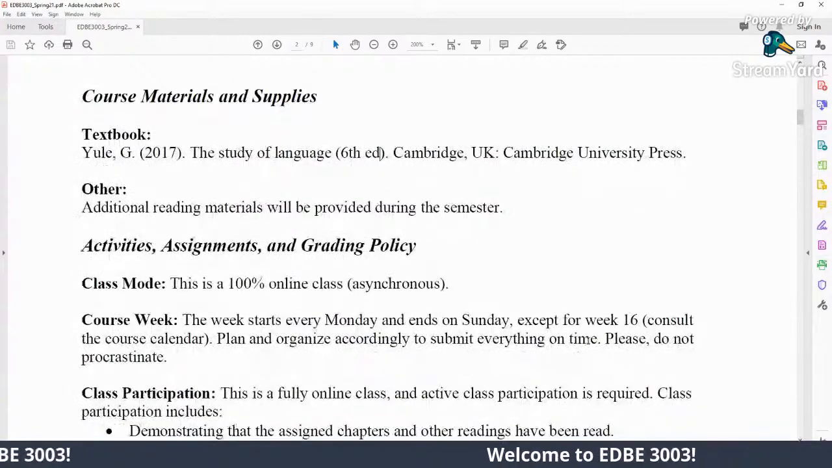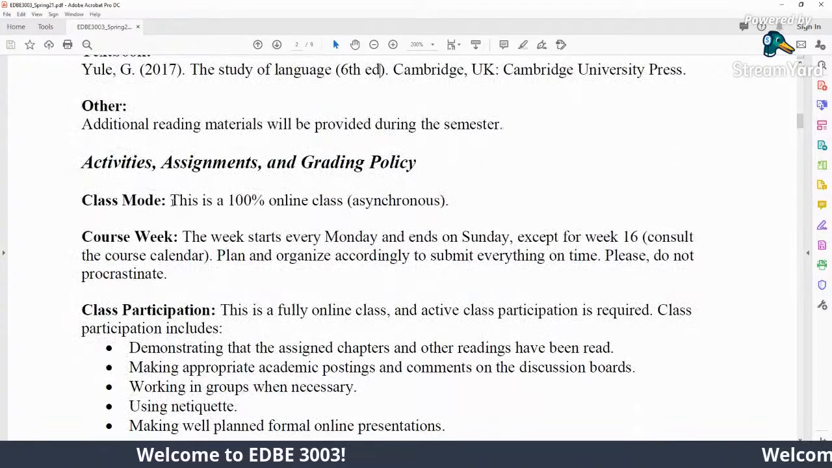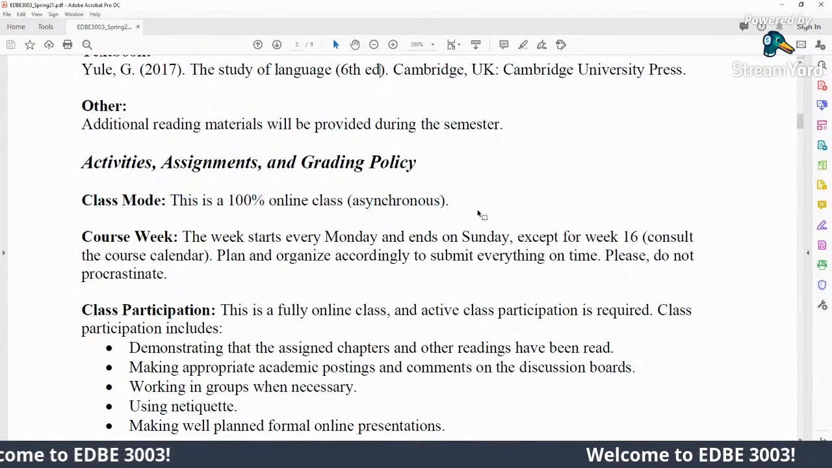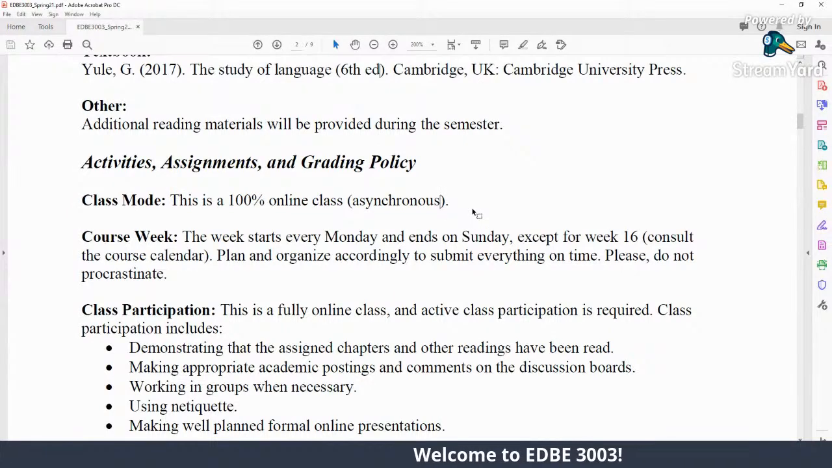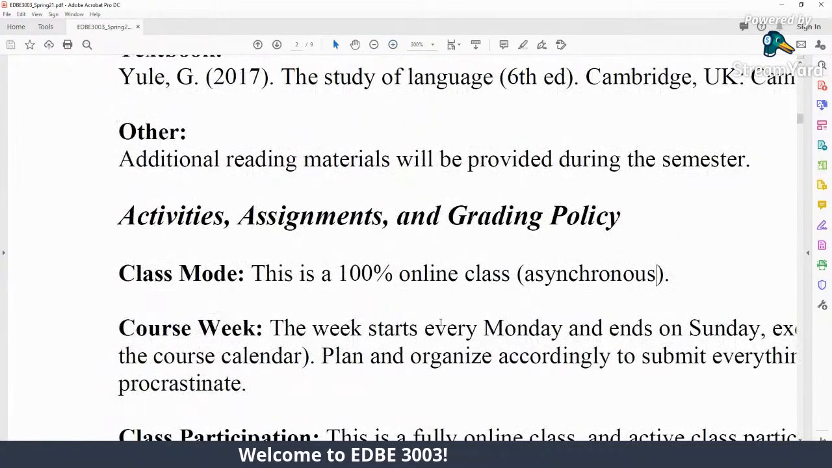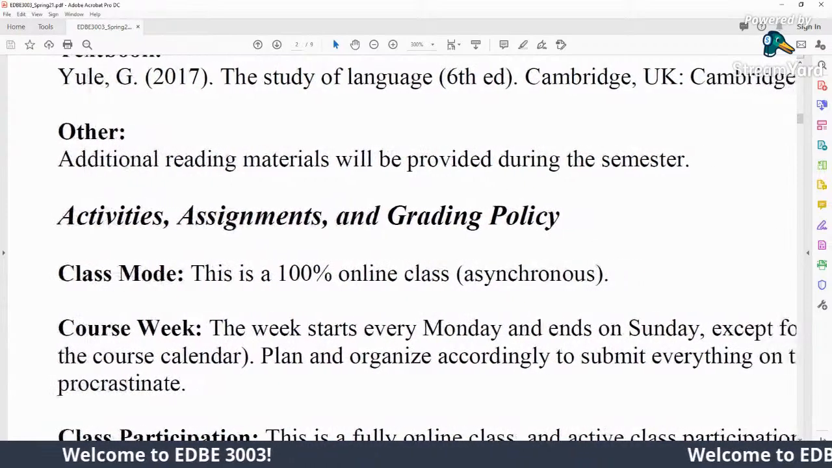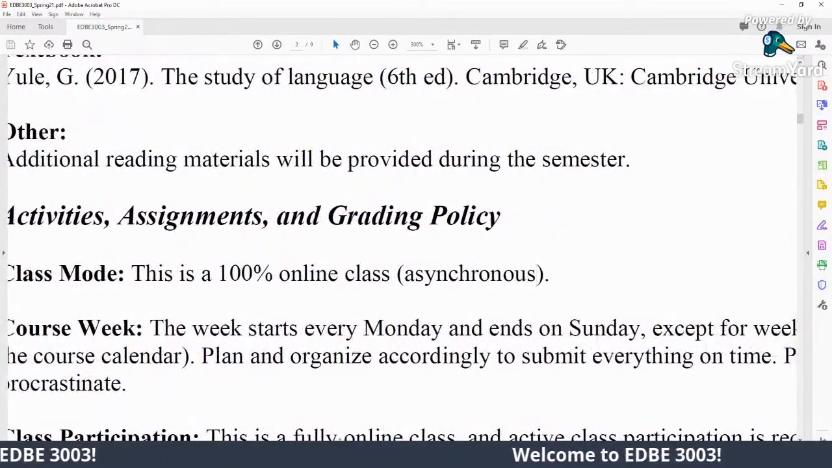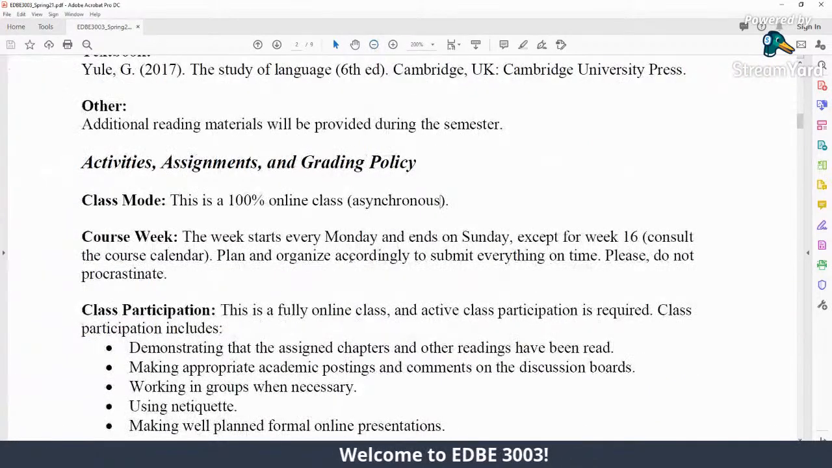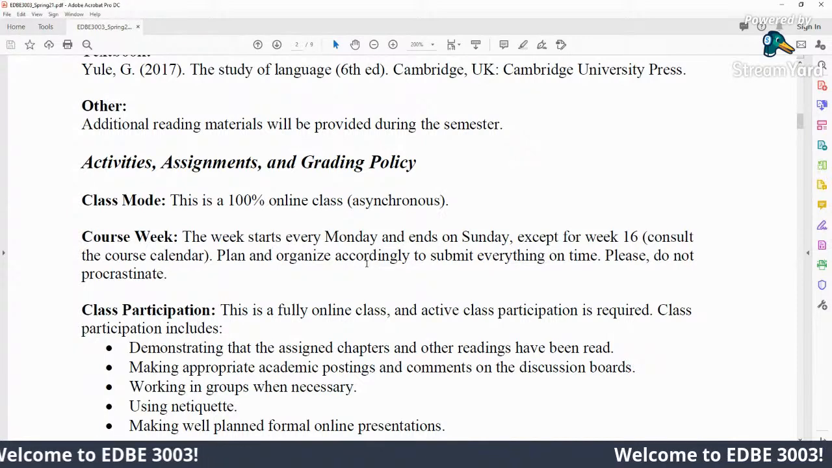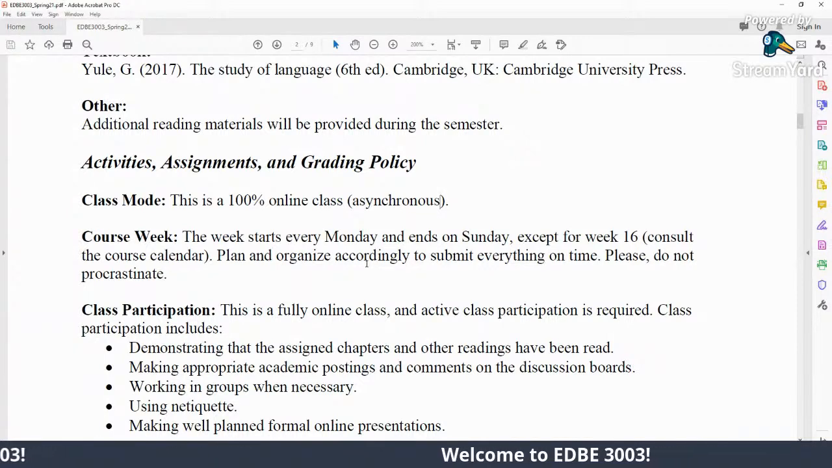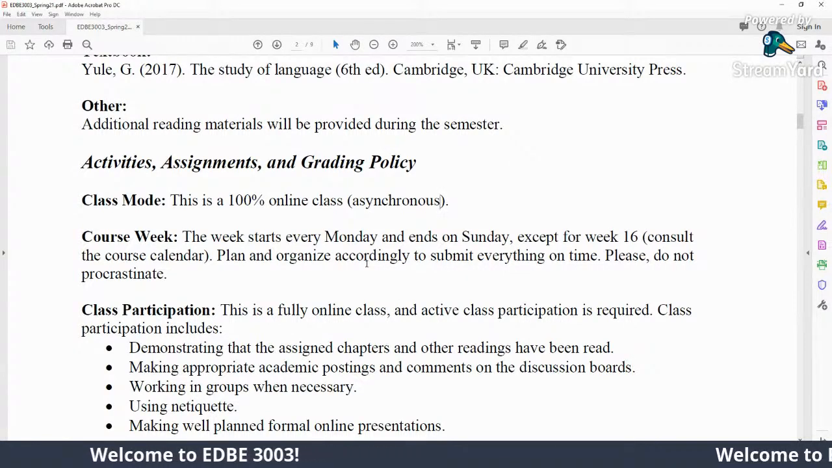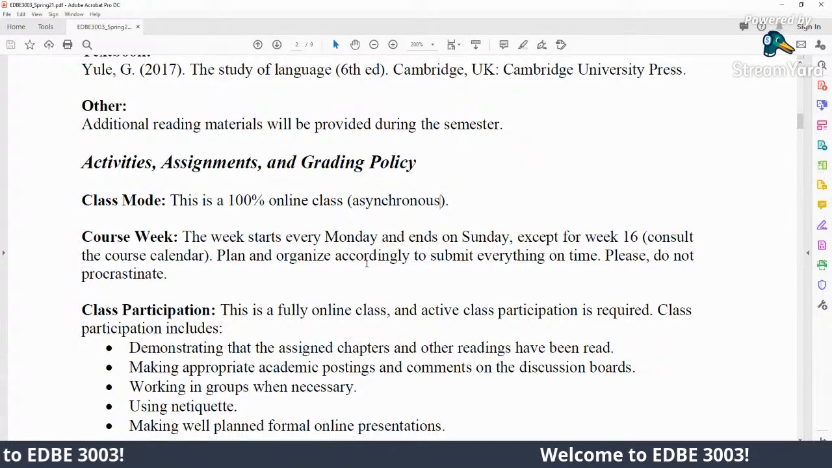Let's talk about our activities, assignments, and grading policy. First of all, this is a 100% online class. That means that we're not going to have regular meetings in here, okay, through the internet or something like that. No, what we're going to do is that we're going to have already the course going on and assigned readings and presentations, but we are not going to be synchronous at any moment in here in the classroom setting.